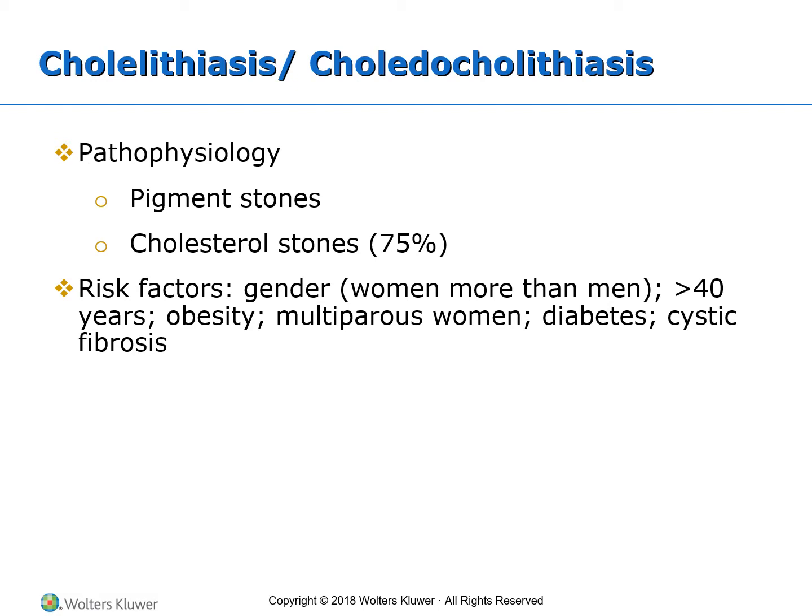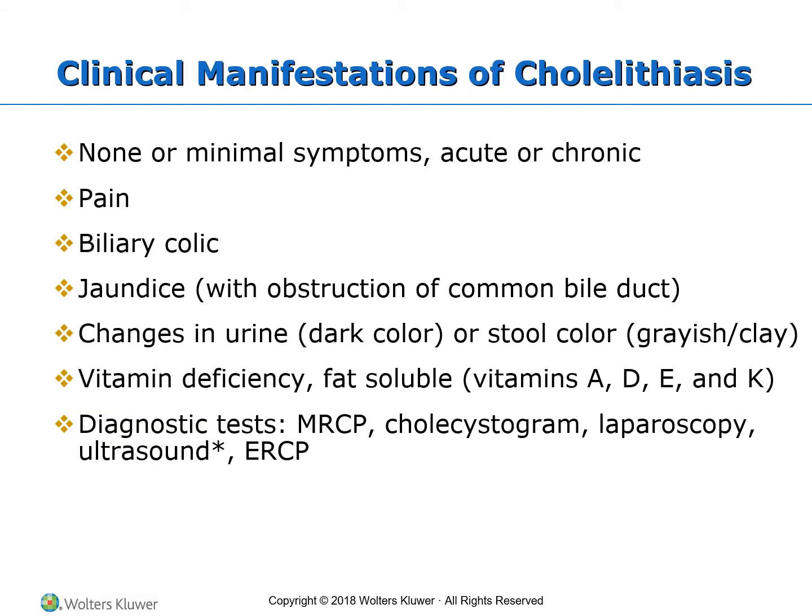Cholelithiasis is a gallstone or a stone in the gallbladder, and choledocholithiasis is a stone that's more in the common bile duct than in the gallbladder itself. The stones can be pigment-based or they can be cholesterol-based. Most of the time they're cholesterol-based. Obstruction of bile flow will interfere with absorption of fat-soluble vitamins. Vitamin deficiency can be seen with prolonged obstruction.